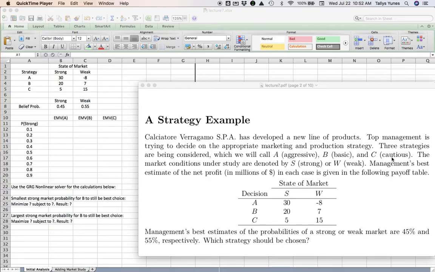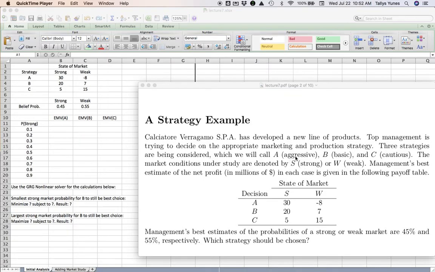Now, they're going to classify the market conditions or market reaction to this line of product as either strong or weak. Strong in the positive sense, as in the market reacted well and really liked the product, and weak is the opposite. And they have estimated two things about the strong and weak market reactions.